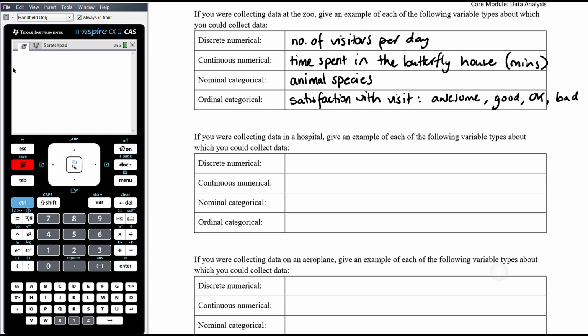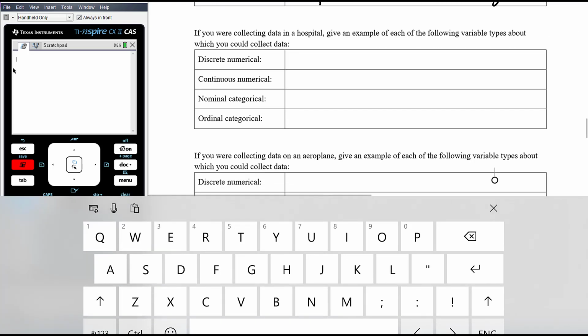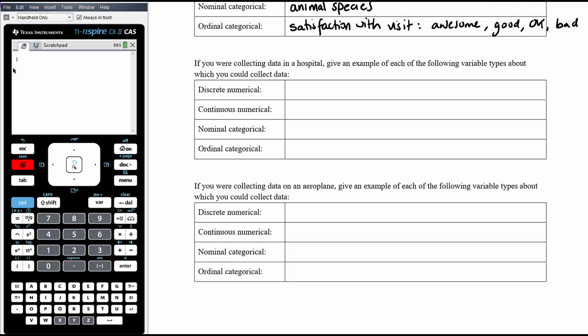I'm not going to record for the next 2, but I would encourage you to take some time to think about these and come up with your own answers, just to stretch your own memory with what each of these things mean. So if you were collecting data in a hospital, what might be discrete numerical, continuous numerical, nominal categorical and ordinal categorical things, and similarly if you were collecting data on an aeroplane or on a flight, which feels like a strange thing to talk about now. We're not really able to fly anywhere, but at some point we'll be able to go on planes again.